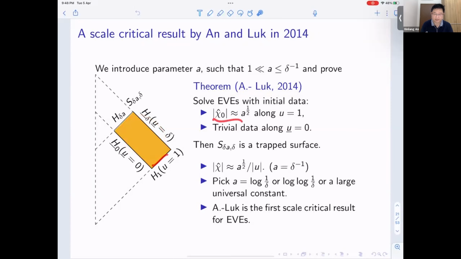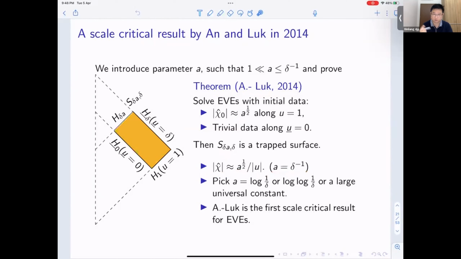Here we prescribe data at u equal to 1. And the chi-hat would be square root of A, and we also prescribe trivial data here. So what we get is we form a trapped surface with a very small radius, a radius of delta. Because we can choose A to be a universal large constant, this is really a tiny trapped surface. And here the shear tensor will be square root of A over u. And if we let A be delta to the minus 1, we recover Christodoulou's main result.